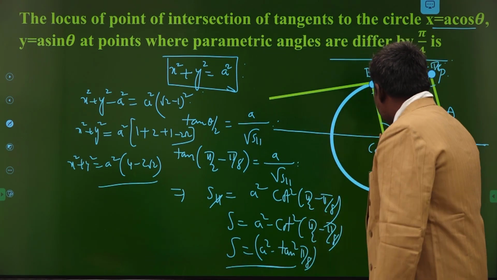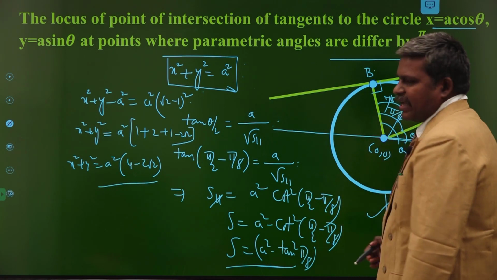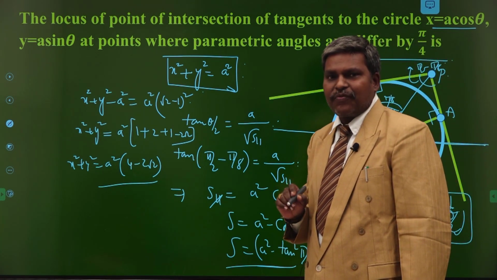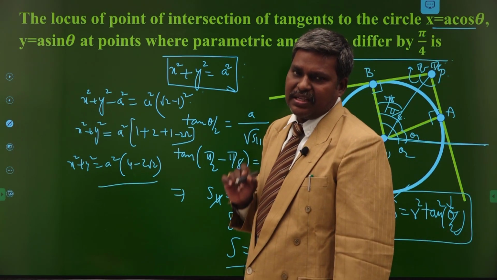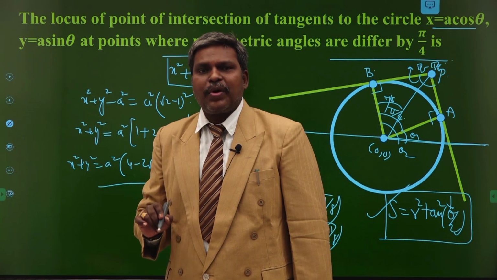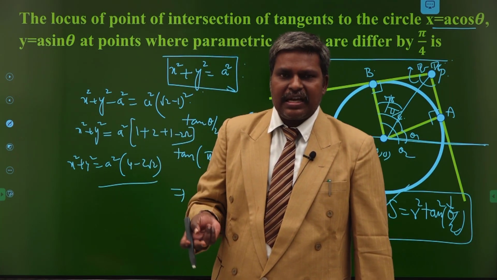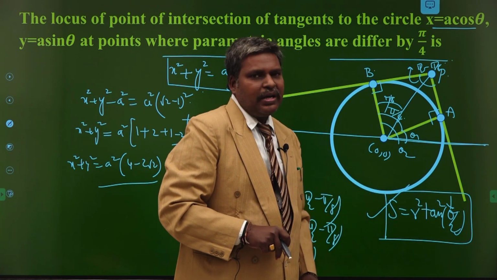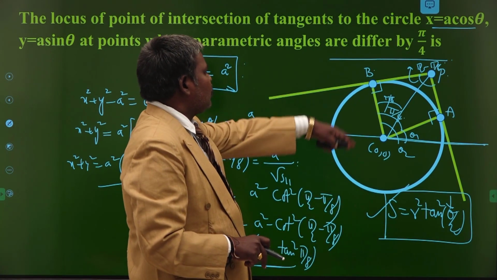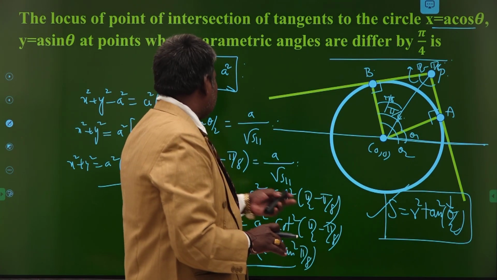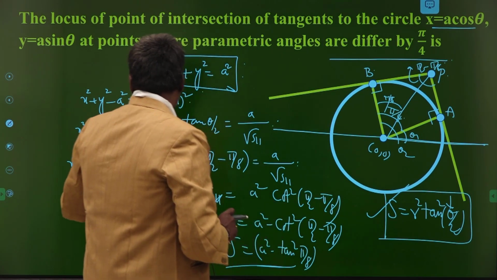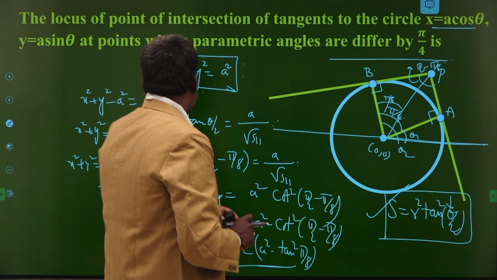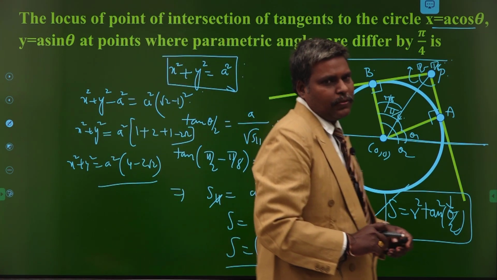So you may use this formula. S is equal to R square tan square theta by 2. The locus of the point of intersection of tangents to the circle drawn at the points whose parametric angles differ by theta. You may use this formula. S is equal to R square tan square theta by 2. Otherwise, you can draw the diagram and you can easily write this one. So your answer is x square plus y square is equal to a square times of 2 minus root 2.